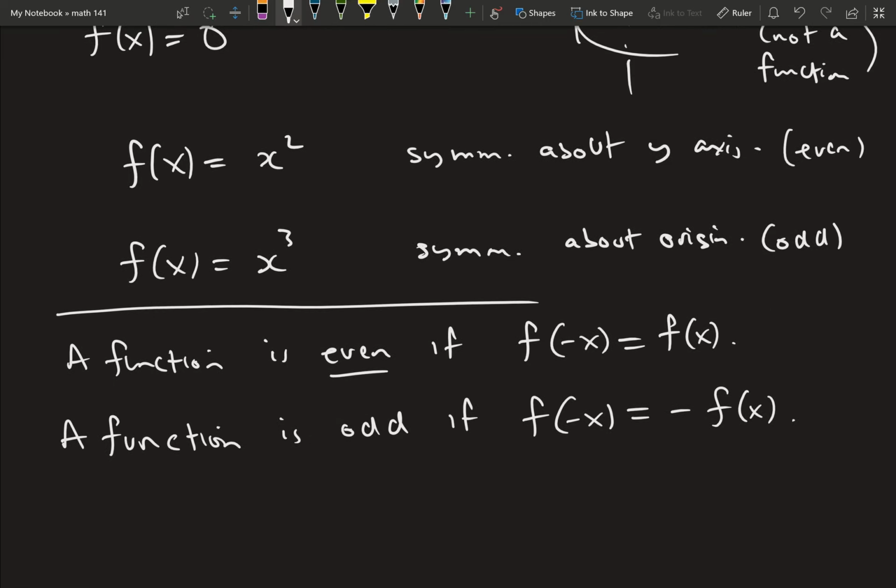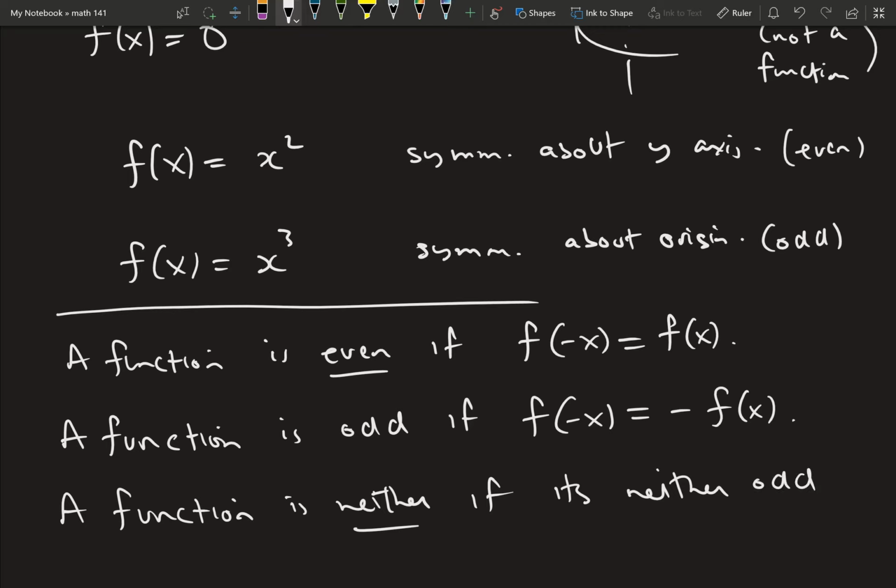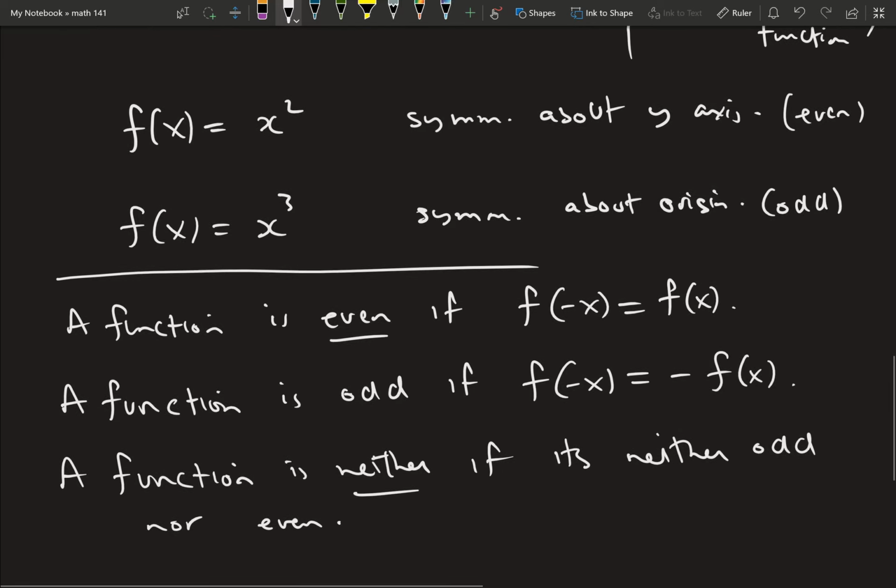So here you have negative inside the x, and here the negative comes outside. And I guess we can add that a function is neither if it's neither odd nor even. There's lots of functions like that too. So let's just show by this definition that our x squared and x cubed are actually even and odd respectively.